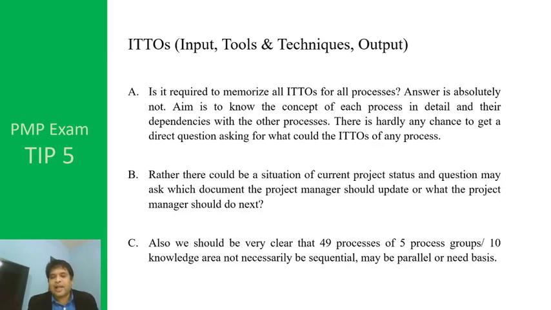For example, we perform the identify risks process throughout the project, because risk may come anytime. Similarly, for manage quality, we need to manage quality throughout the project. So it is not necessary that the processes come on a sequential basis. They may be parallel or on a need basis.